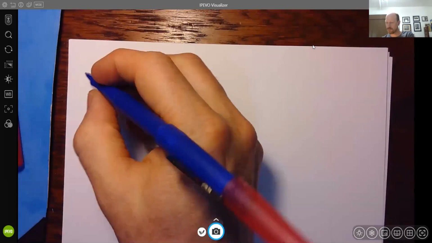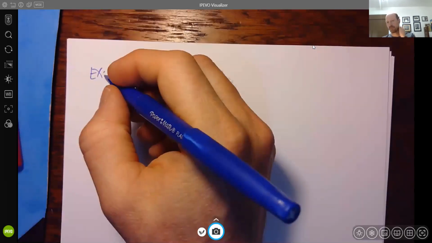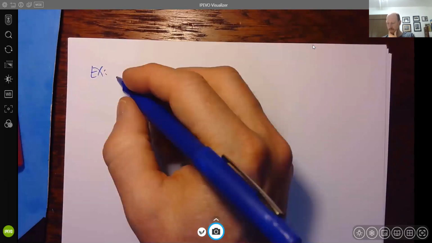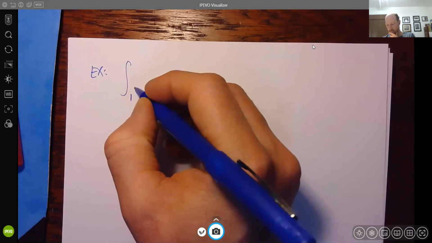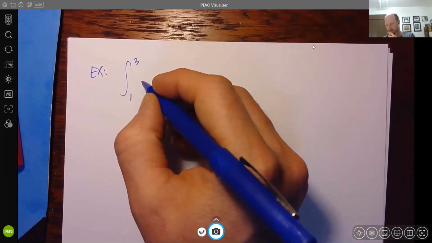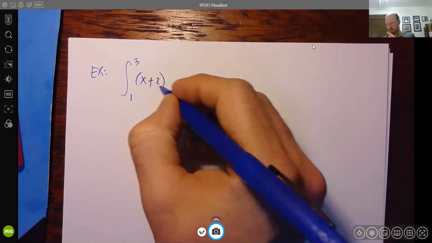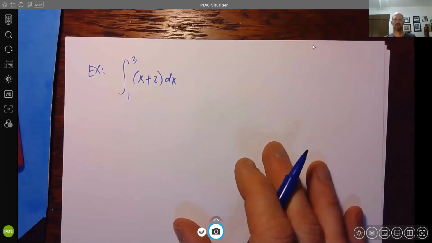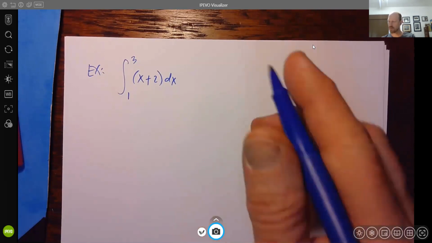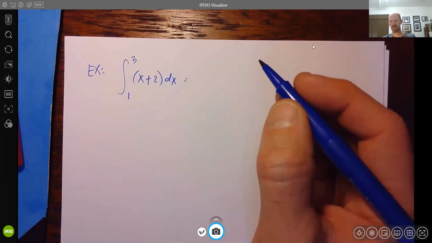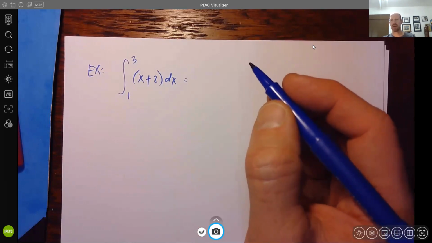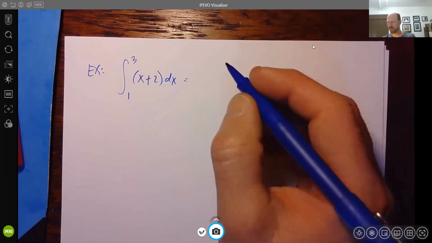Okay, so let's try an example here. Let's try and calculate the integral from 1 to 3 of x plus 2 dx. So this is a definite integral, and we're going to calculate what this is. This is a number, some value. And I'm going to do that by using the definition.